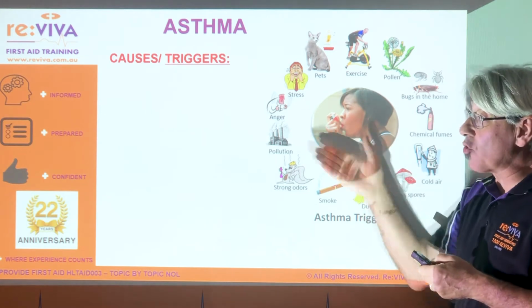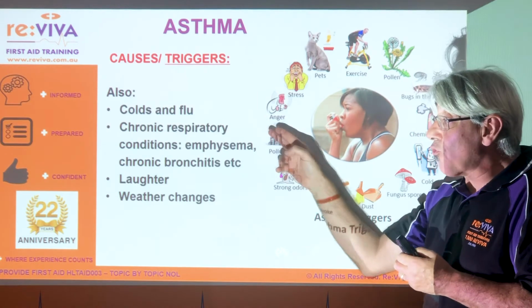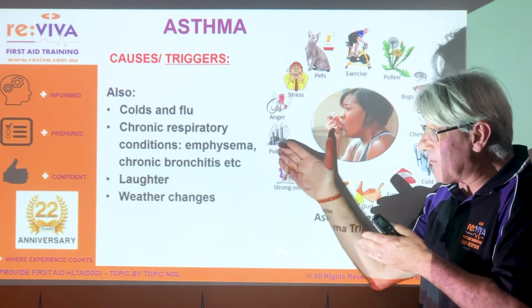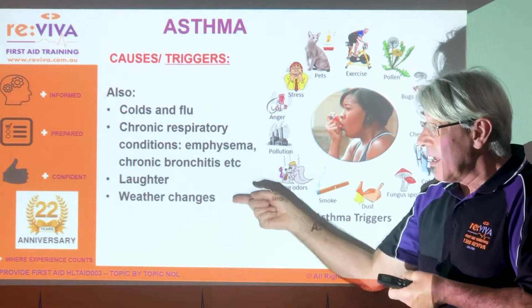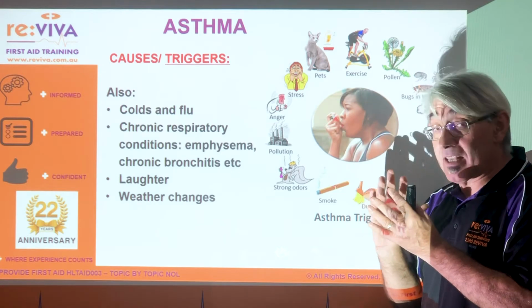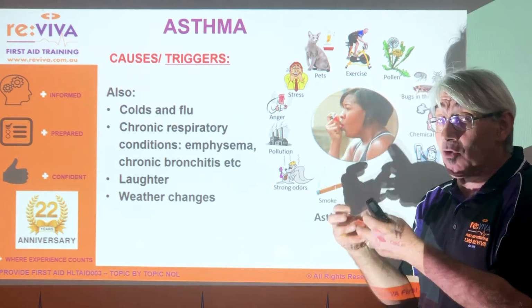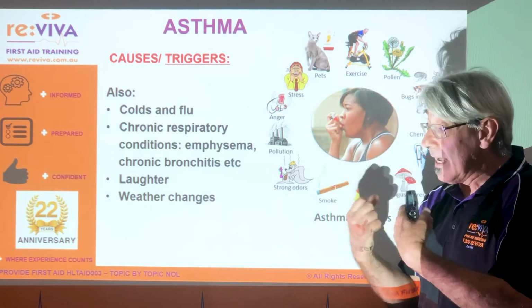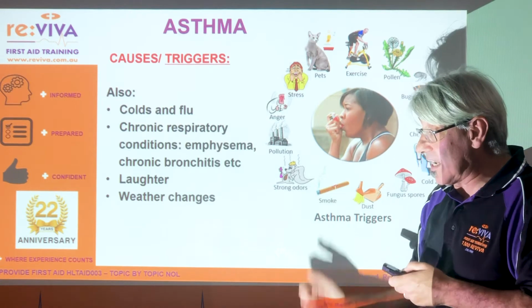Other causes can include coming back from a cold or a flu, chronic respiratory conditions such as emphysema or chronic bronchitis, fits of laughter, and in more recent times, as we saw down in Melbourne, a thunderstorm. Weather changes whereby thunderstorms can hold a lot of dust, and just before they start raining, it can actually release a lot of this dust in the air.